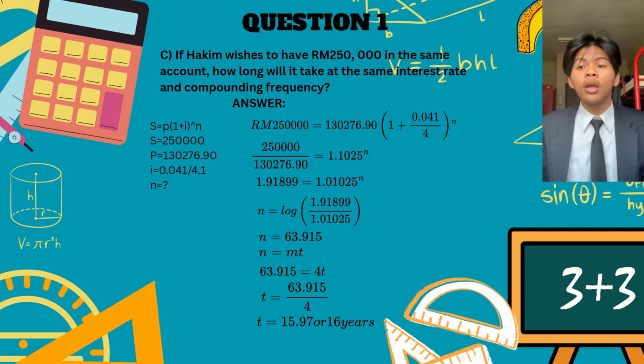Since the interest compound is 4 times a year, we use the formula n equals to 4t. So 63.915 equals to 4t. So we need to divide by 4. So t will be 15.97.